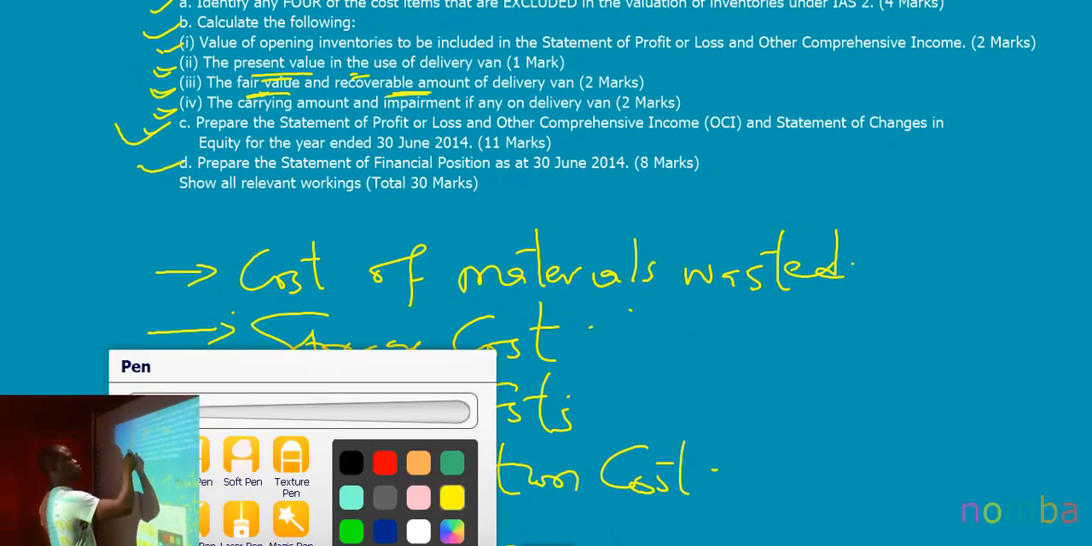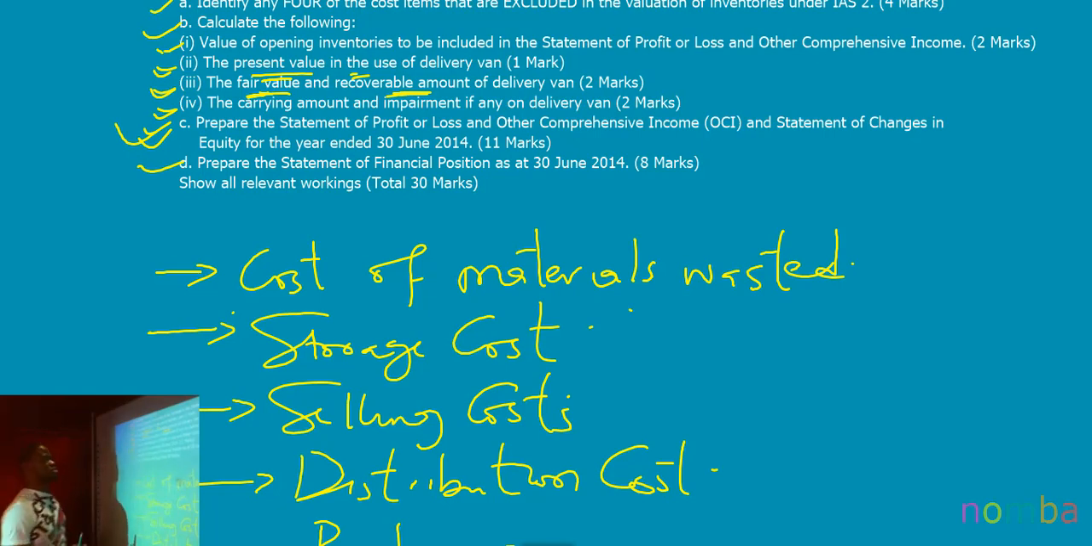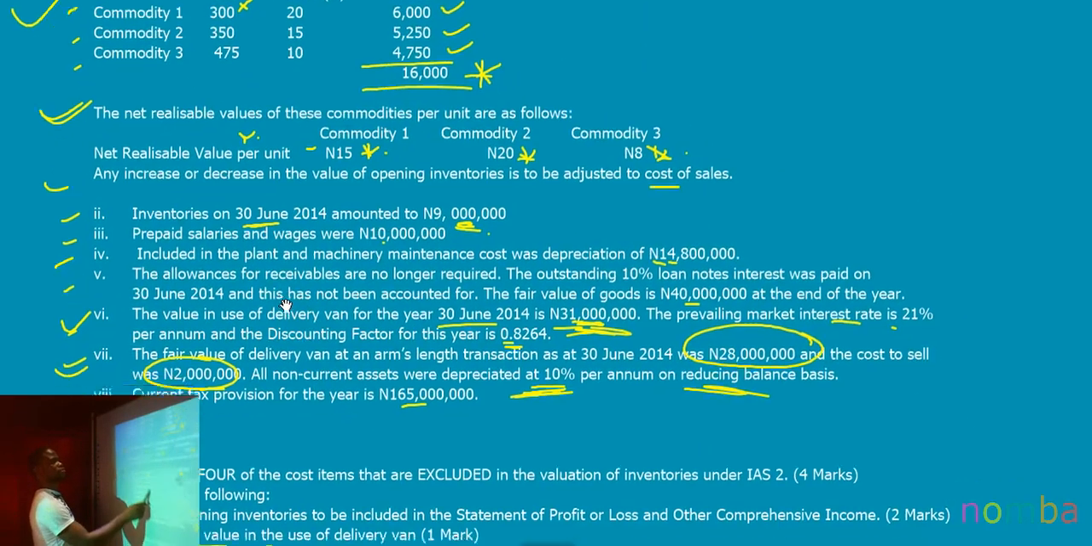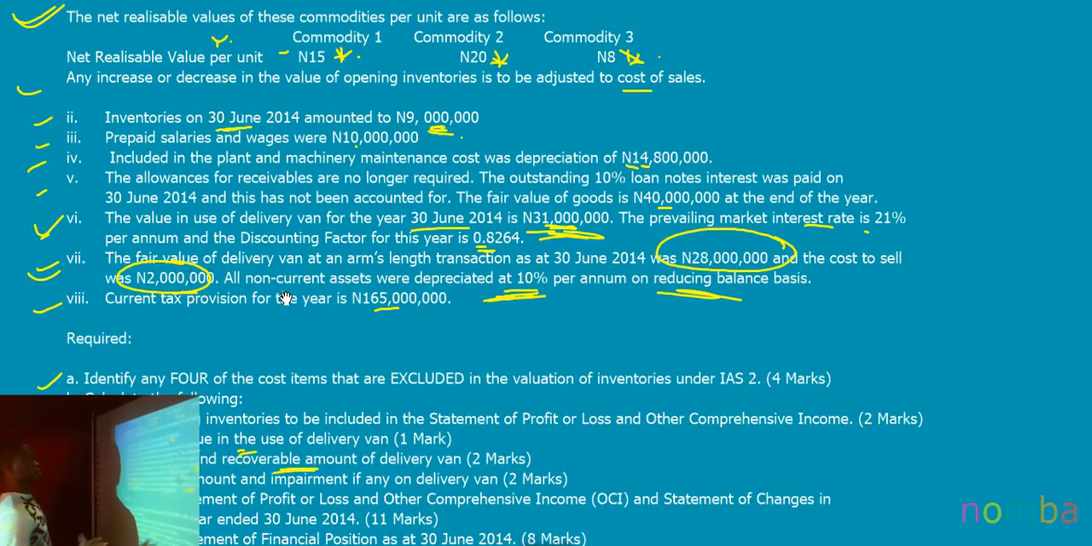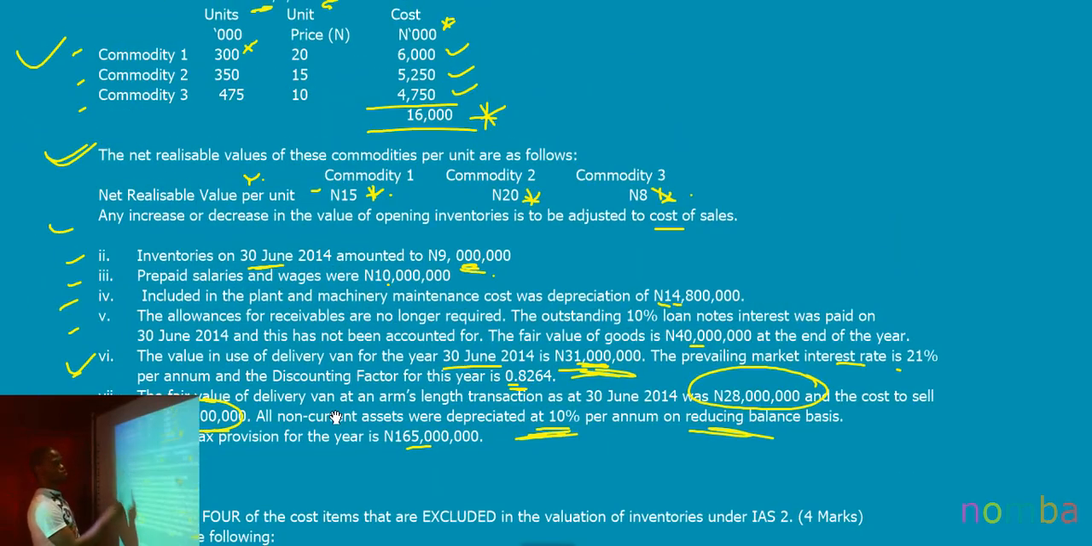In there, we were looking at requirement C, which is about preparing the statement of profit or loss and other comprehensive income, and also the statement of changes in equity for the year ended. To do that, we need to carefully look at our notes. From requirements A and B, we have done a lot with this additional information, but let's make sure we touch everything.